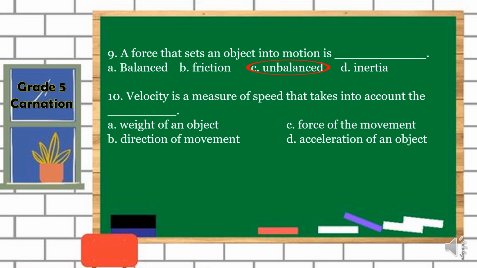And number 10, velocity is a measure of speed that takes into account the blank. A, weight of an object, B, direction of movement, C, force of the movement, or D, acceleration of an object. The answer is B, direction of movement.